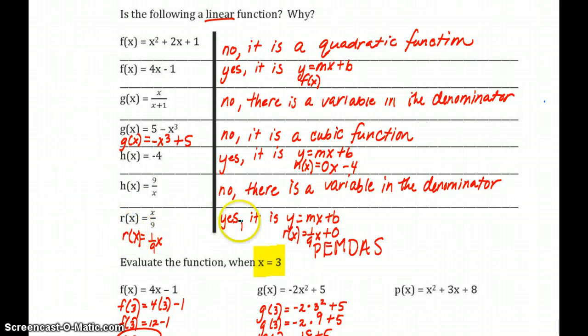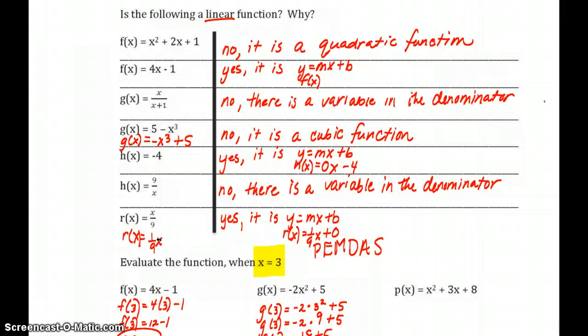It can be written in the form y equals mx plus b. So it's r of x equals, and instead of writing it x over 9, we can write it 1/9 x. So r of x equals 1/9 x plus 0, which equals r of x equals 1/9 x, or x over 9. So this one is just fine.